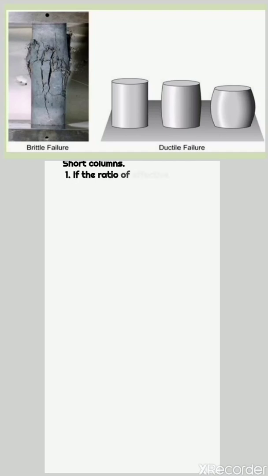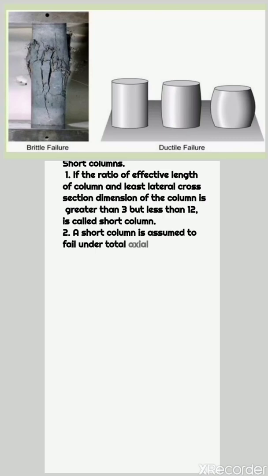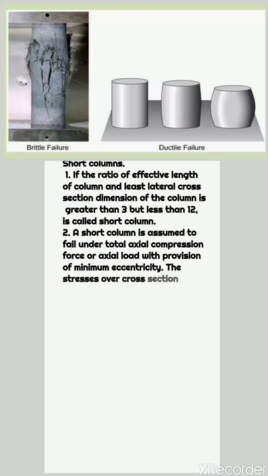Next type is short column. For short columns, the underlying points are important. 1. If the ratio of effective length of the column and least lateral cross-section dimension of the column is greater than 3, but less than 12, it is called a short column.